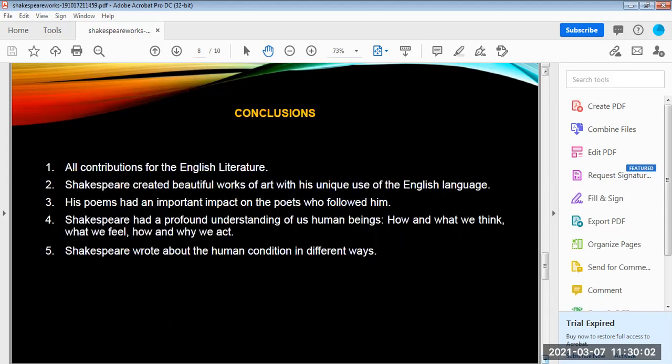Generally speaking, Shakespeare made a great contribution to English literature. Shakespeare created beautiful works of art with his unique use of the English language. He used the language brilliantly, and no one until nowadays has used language the way Shakespeare did. His poems had an important impact on the poets who followed him.